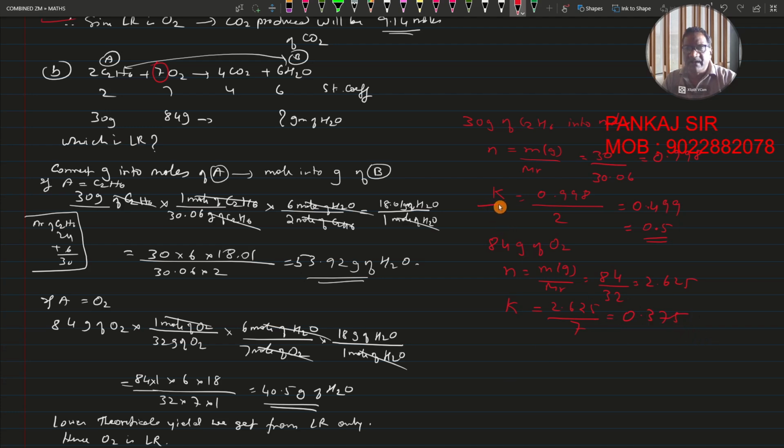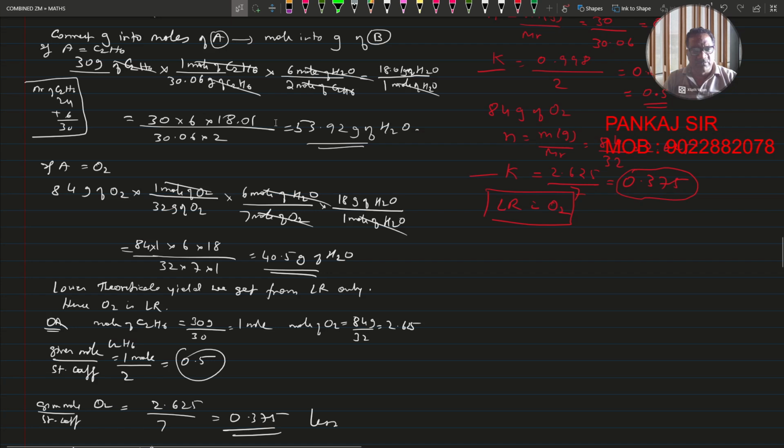Now if you see the K values, 0.375 is a lesser value than 0.5, right? So it leads me to conclude that the limiting reactant is oxygen. Okay, the limiting reactant is oxygen, right? Okay. So what is the amount of water formed?